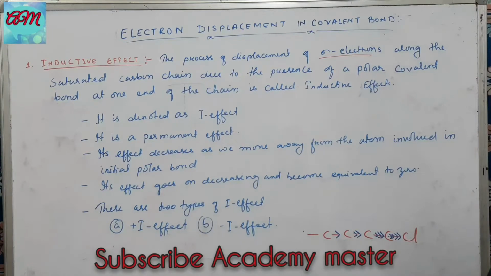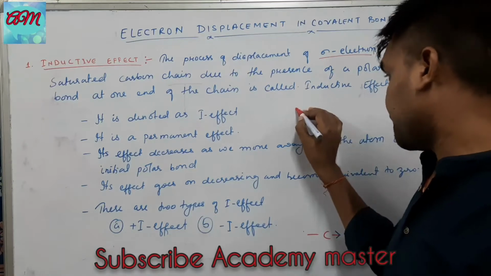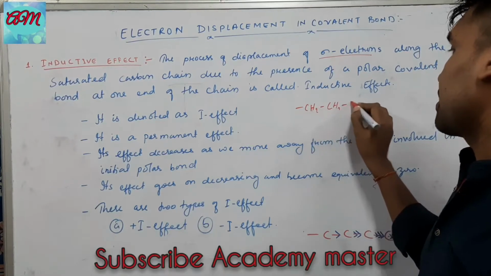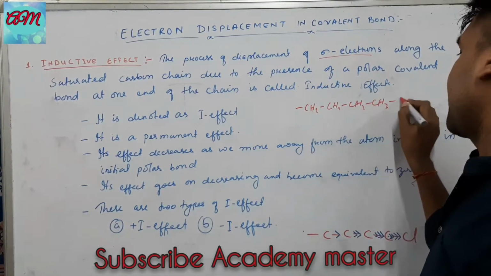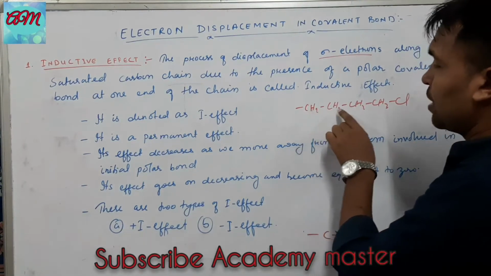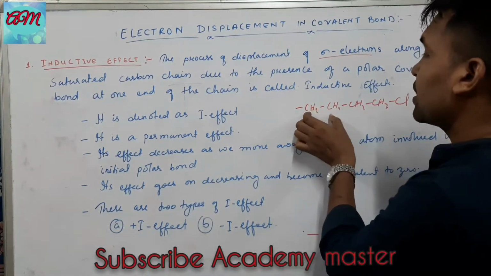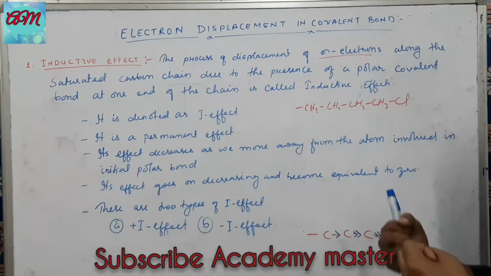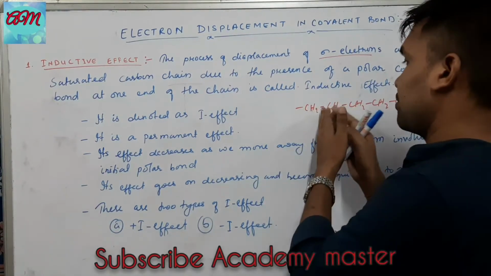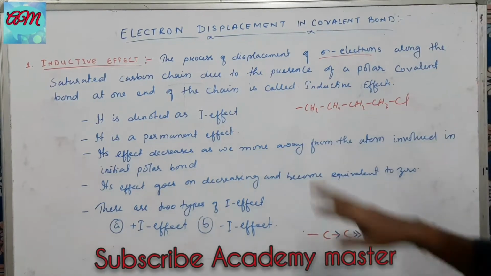In simple language, if there is a carbon chain, for example CH2, CH2, CH2, CH2, and finally Cl. Here the bond between carbon and carbon, and here also the bond between carbon and carbon, are called non-polar, because when the bond is broken, the electrons will be released in the center, as the electronegativity of both carbons is the same.